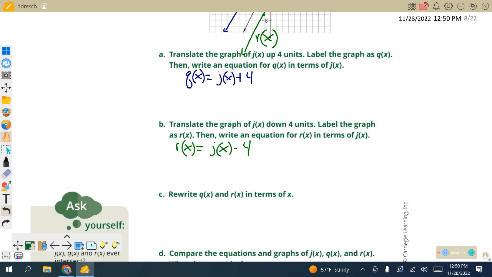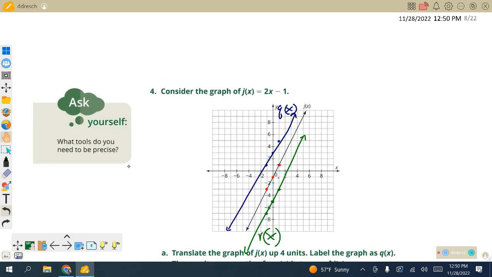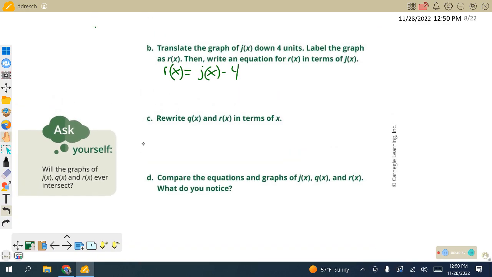Okay, go back to the very top of the problem. What did they tell you j of x equals? It was 2x minus 1. So what we're going to do here is take q of x first. I think q of x is in blue. We're going to replace that with 2x minus 1.